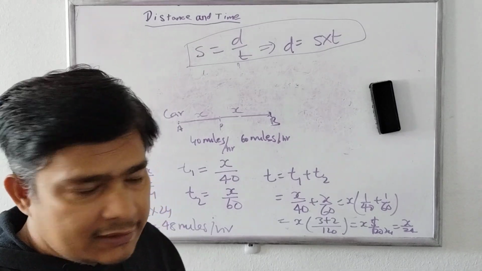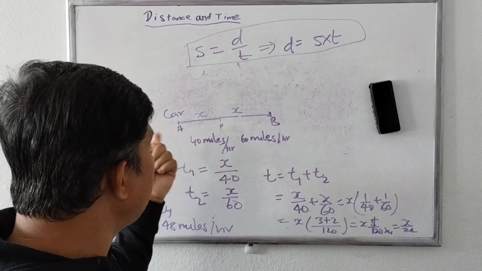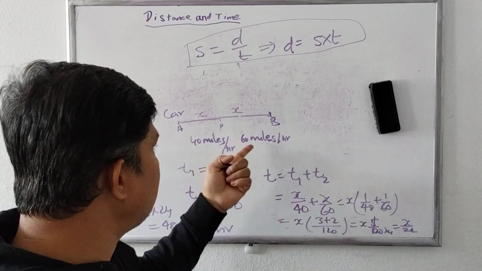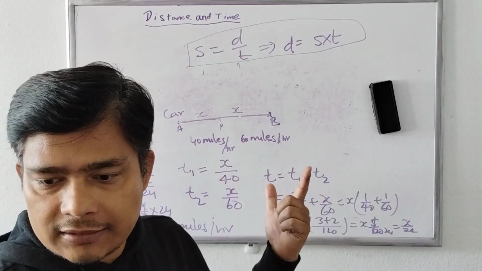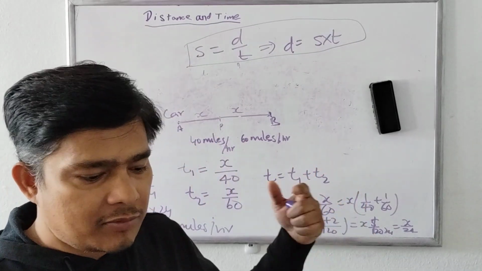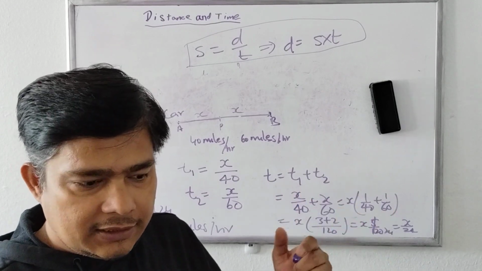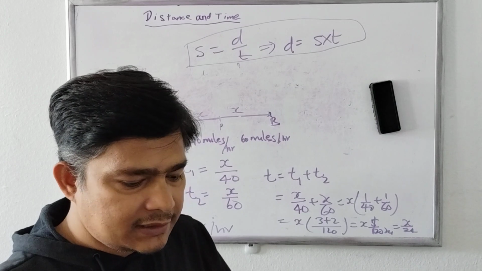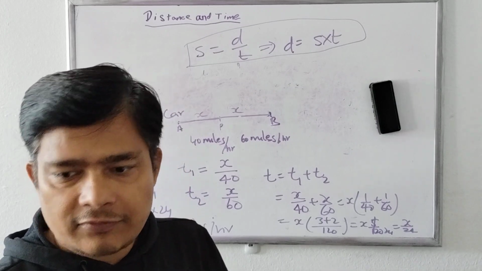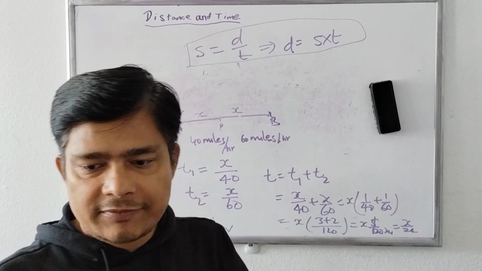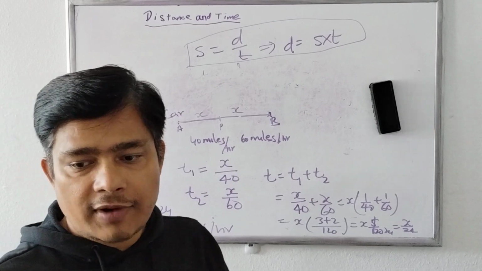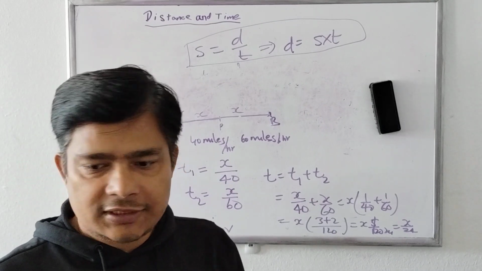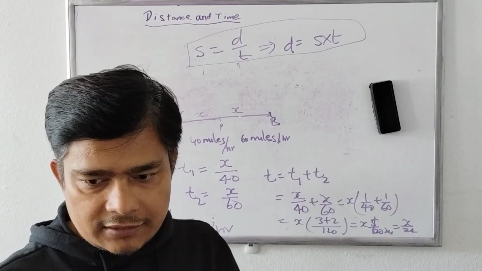And the third thing: when one object is going from place A to place B, and for some distance the speed was something and for some distance the speed was different, in that case, how to find the average speed. So these are the three new things we learned today.